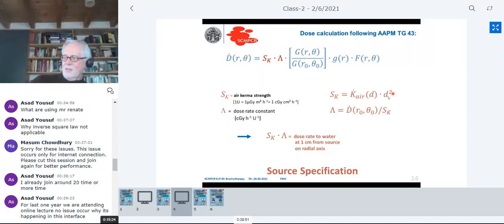And we define the dose rate constant, which is the dose rate at 1 centimeter at the reference point divided by the source strength. And so because of this, the source strength multiplied by the dose rate constant is exactly the dose rate to water at 1 centimeter distance from the source on its radial axis. And this is what is used as source specification, or actually the source specification is the air kerma strength.